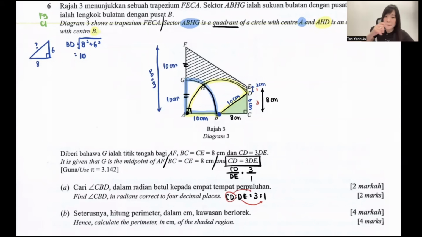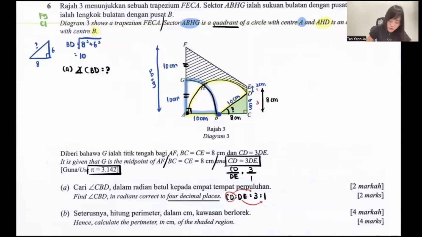So next, they say pi using 3.142. Actually, for maths, always use pi as 3.142, okay? So A, they say, find the angle CBD, in red, correct to 4 decimal places. Remember to write in 4 decimal places. So where's CBD? C, B, D. Do you guys realize it is this particular angle here? So guys, how do I find this particular angle?